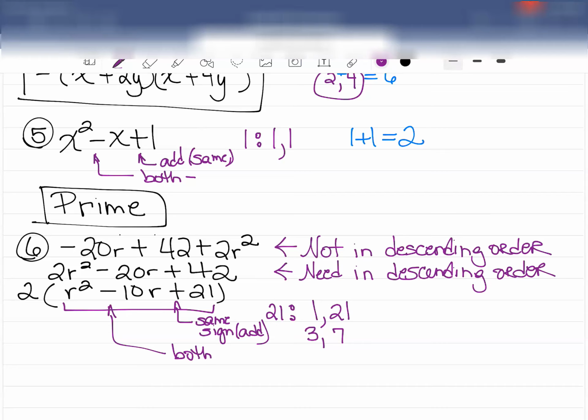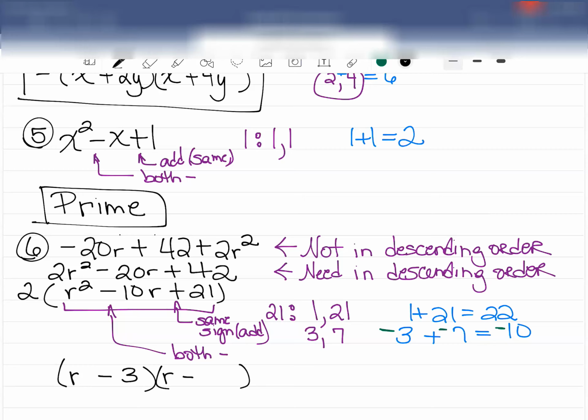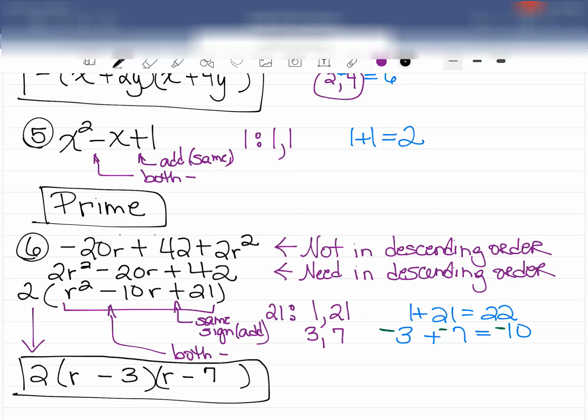Both signs are going to be negative because the second term has a negative in front of it. 1 and 21 is not going to give it to me, but a 3 and a 7 will give it to me. I need both signs to be negative, so I make both of them negative so that I can get that negative 10. In my first parentheses, I'm going to split the r's evenly, one up front, one in the back, so that I have my 2. The back parentheses, one's going to have a negative 3, the other one's going to have a negative 7, and I need to carry down my 2. And that's going to be my final answer.